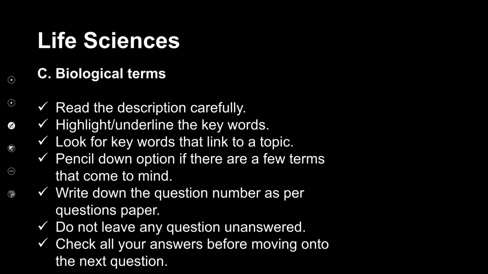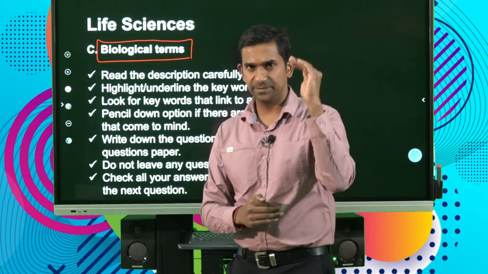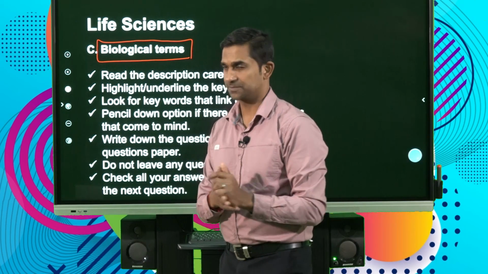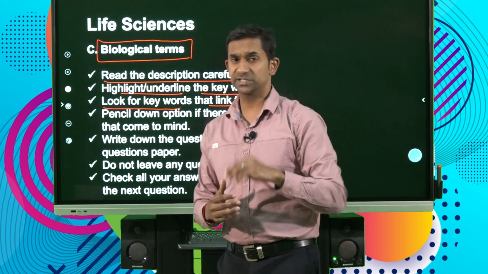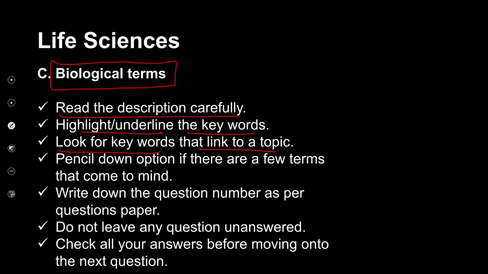Now let's look at the next type of questions. Biological terms. Guys, as I always mention, as you're studying, it's important that you have a section of terminology, and that section of terminology helps you in these types of questions. So what is it that you do when you're answering questions on biological terms? Again, as I always say, read the descriptions carefully. Highlight or underline the key words. Look for keywords that link to a topic, and that's important. Often the descriptions are linked to a specific topic. That's fundamental to identifying the correct term. Pencil down options if there are few terms that come to your mind.